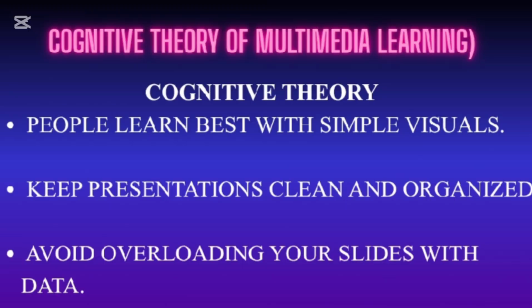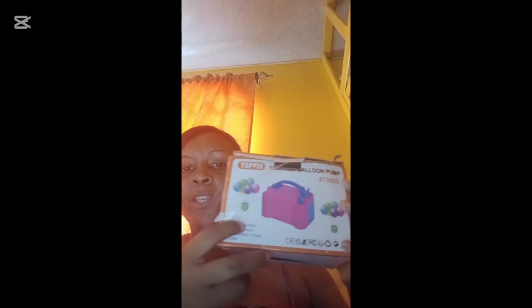Now the third theory, the cognitive theory of multimedia learning. Theorist Richard Mayer explains that learners understand information best when visuals and words are clear and well organized. Too much information can be overwhelming for the learner, or for the brain to even process. So I have a box in my hand here. You see, it's a whole lot of words, too much. Now, with the picture here, with a little bit of information, we'll know that this is a balloon pump. But this here is too much words.